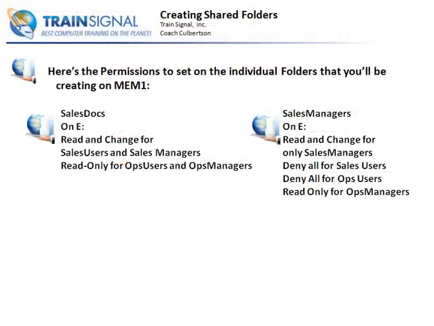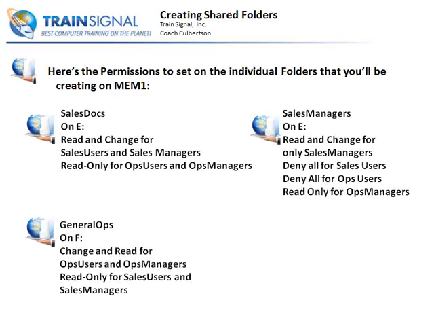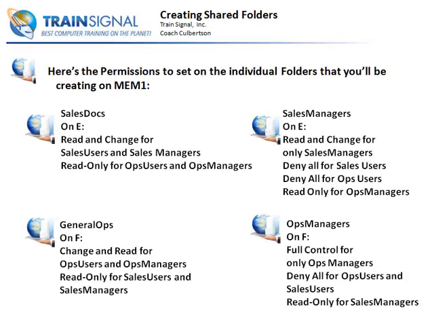All right, so we have set up the sales docs and sales managers using the share level permissions. Now, let's take a look at the other two folders we're going to be creating. General Ops, we're going to be creating it on the F drive. And again, we're going to be doing almost the exact same thing, except that the roles are kind of reversed. Change and read for ops users and managers, but it's going to be read only for sales users and sales managers, okay? In terms of the ops manager folder, actually it's not going to be full control. It's actually going to be read and change.